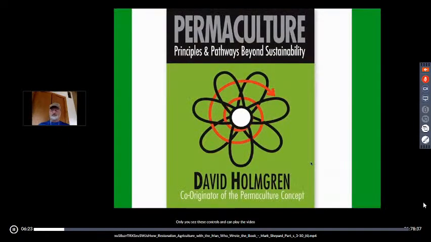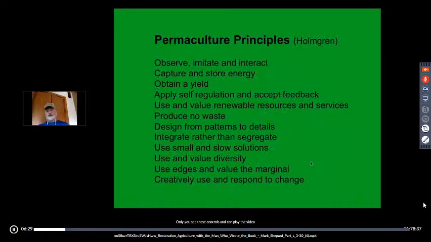So of course, permaculture is applied through a set of principles. Most of them originally were written down by David Holmgren in that book there. And basically where we're at right now is observing, imitating, and interacting. If we're going to follow principle number one, and this is one that many permaculturists give lip service to, but have missed the point when you come right down to it.